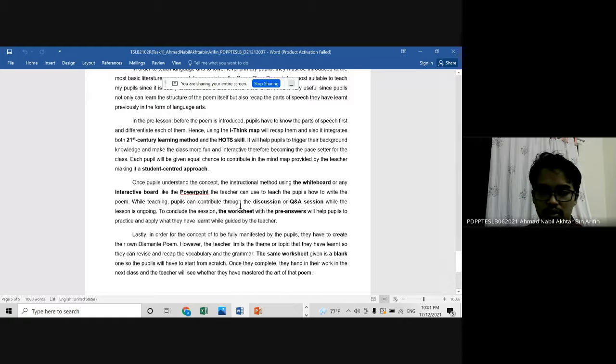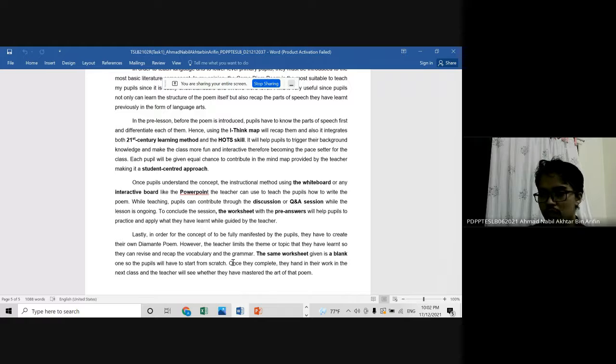And to conclude this session, the worksheet with the pre-answers will help pupils to practice and apply. As I showed just now, the teacher gives some of the answers in each line where the part of speech is contained. So it will help the students to master how the Diamante poem works. And lastly, to ensure that the students master it fully, they are able to create their own and engage their creative thinking.